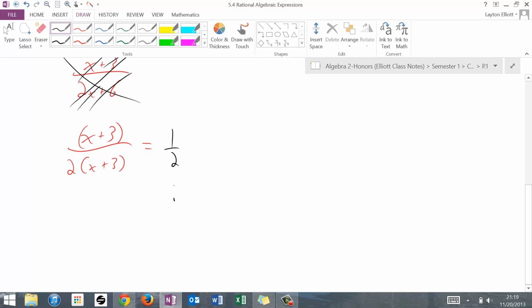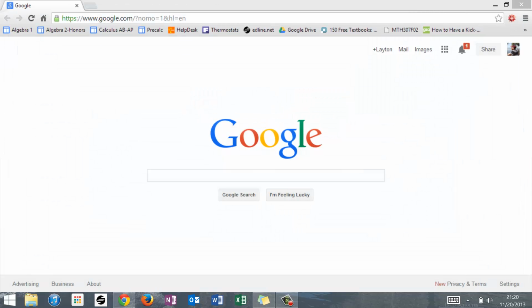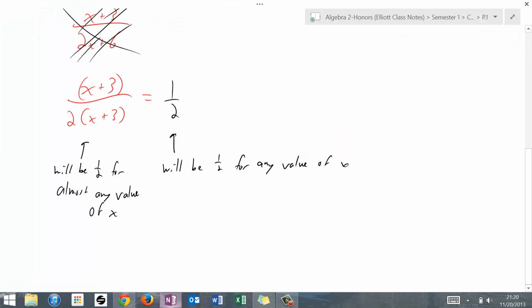Okay, that's not helping much. How about I put it this way? This will be 1/2 for any value of x. This will be 1/2 for almost any value of x. Your mind should be blown here. The left side is not truly equal to the right side. I know, it's like one of those things that we always tell you and then we say it's not really true.